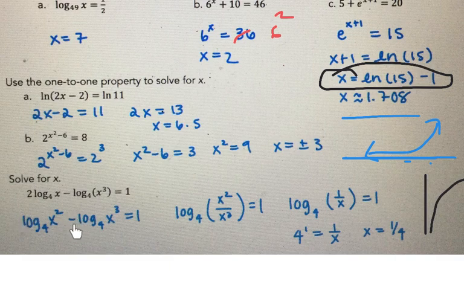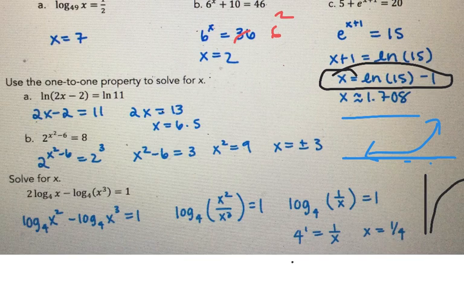They're just being subtracted. So subtracting logs with the same base can be rewritten as division of the arguments, which is here. And now this will simplify. X to the second over x to the third is just 1 over x. And now I can rewrite it from logarithmic to exponential. So 4 raised to the first power equals 1 over x. And so then they solve that. They say x equals 1/4.